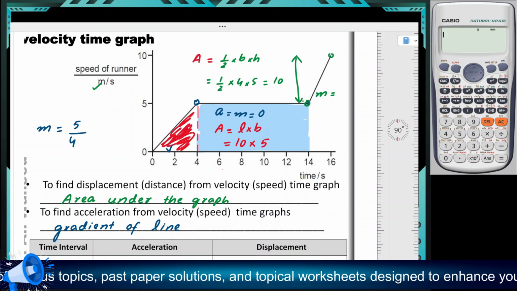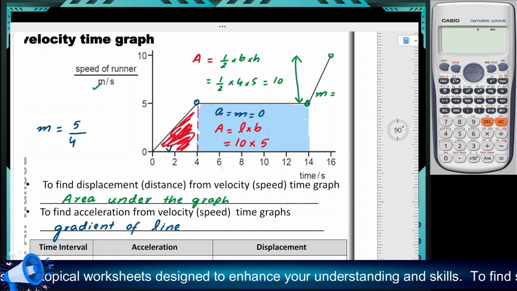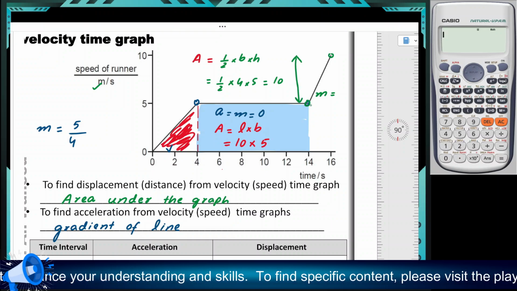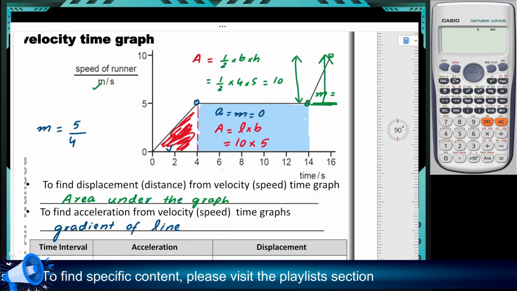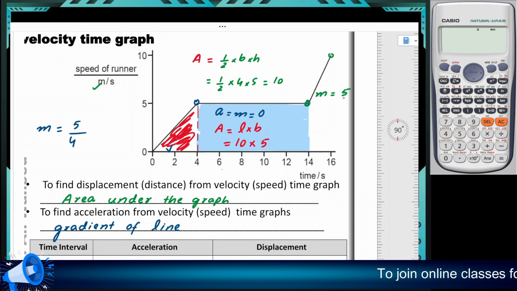The rise is the vertical distance. So the line starts from a height of 5 and it reaches a height of 10. So the rise is 10 minus 5, which is 5.